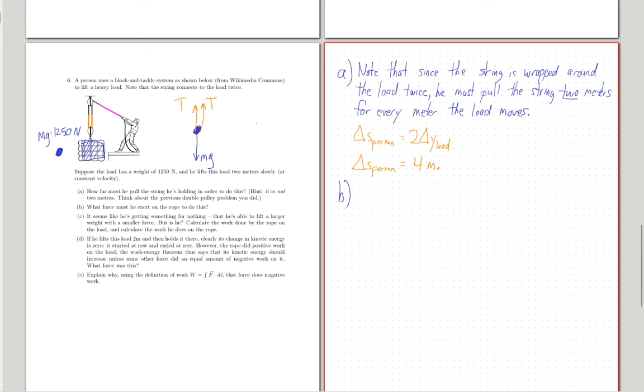Part B asks, what force must he exert? Going back to the force diagram that I drew on the other page, note that the acceleration in the y direction is 0, so 2T minus mg equals 0, and thus T is a half of mg. This makes sense. The rope on the left supports half of the weight. The rope on the right supports half of the weight. But he's only touching the string once. So the force he must apply is equal to the tension.